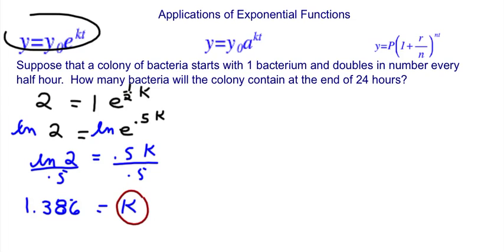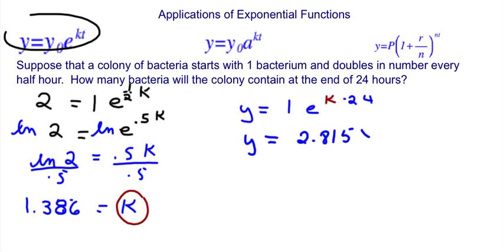Now I'm going to go back and use that same formula to find out how many bacteria will be in there. So I need to solve for y. I'm starting out with 1, just like it says. e to the k, which I have in my calculator, times 24 hours. All I'm going to do is put this in my calculator: e to the 24 times what I have. I came up with a value of 2.815 times 10 to the 14th bacteria. That is the correct answer.